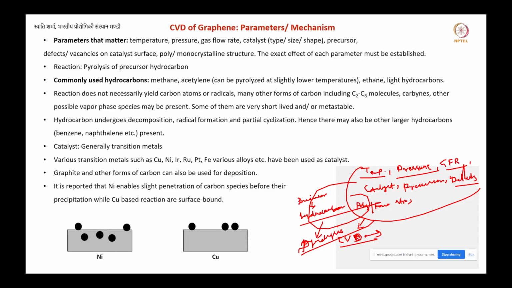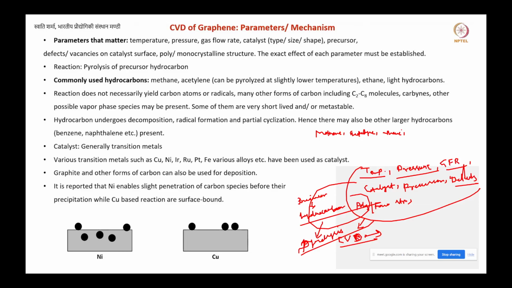The commonly used hydrocarbons for this process. So what precursors can we use? What are the hydrocarbons we can use here? Methane, acetylene, ethane, and some light hydrocarbons. The reaction does not necessarily yield carbon atoms or radicals. Many other forms of carbon, including C2, C8 molecules, carbynes, and other possible vapor phase species may be present. Some of them are very short-lived and some of them are metastable.